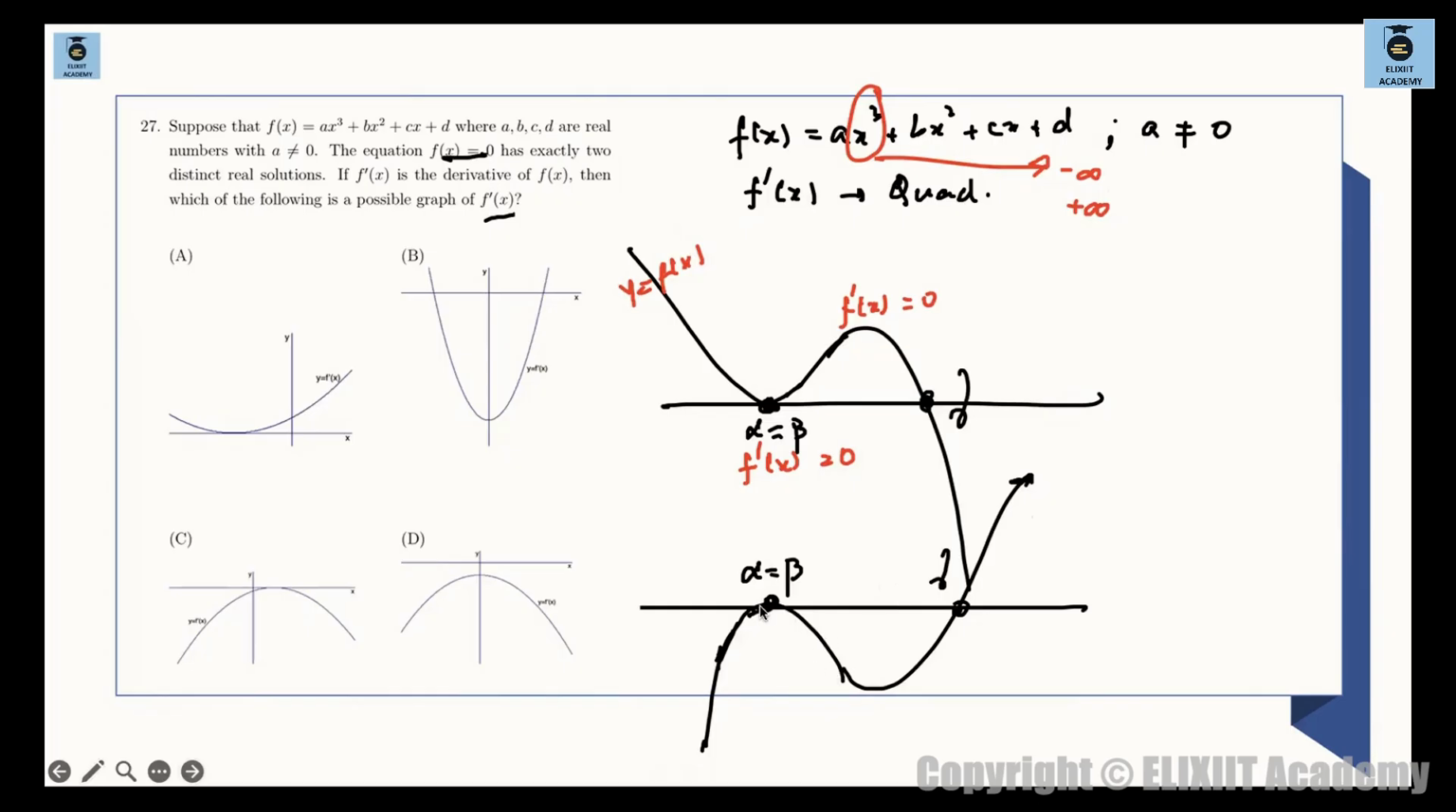So in each of them, we are getting minimum two places where f dash of x will be equal to 0. Here also f dash of x will be equal to 0. That means f dash of x has minimum two roots. Minimum two roots of f dash of x are definitely possible.